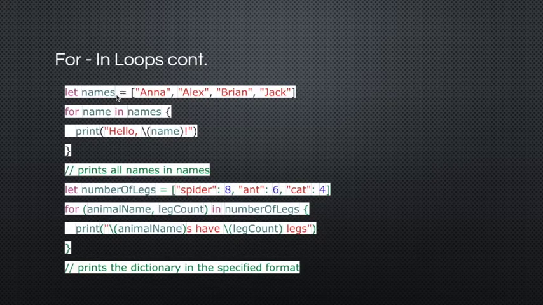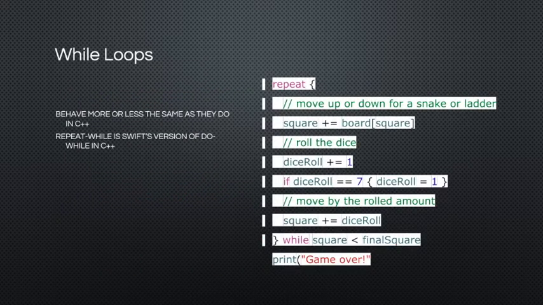Here's another example. You can do it with arrays, because they have added functionality like I explained earlier. You can do it for name in names, and that would go through the entire array. Super easy to understand.